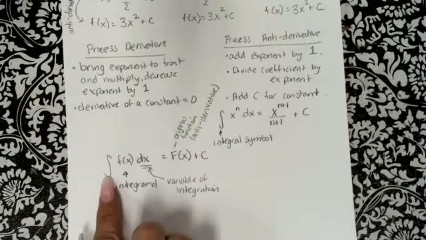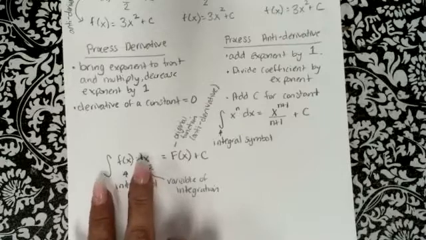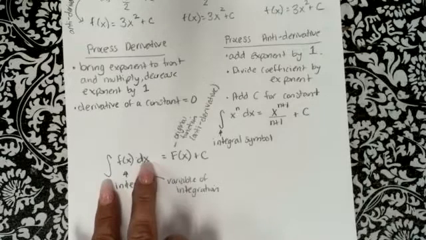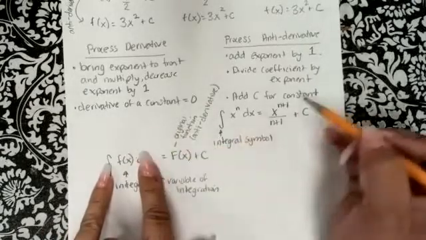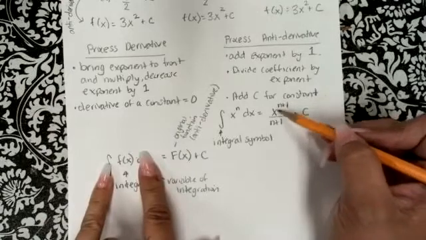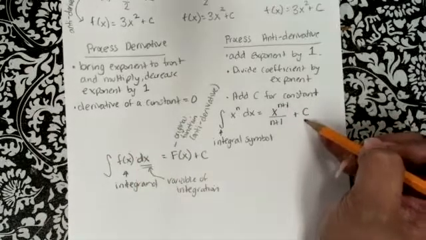So whenever you see the integral, it has to have a dx or a dy, whatever variable you are taking the antiderivative with respect to. It has to have that. And then what you're going to do is whatever the exponent is, you're going to add 1 to it. And whatever the exponent is, you're also going to divide by it. And then you're going to add a plus c.